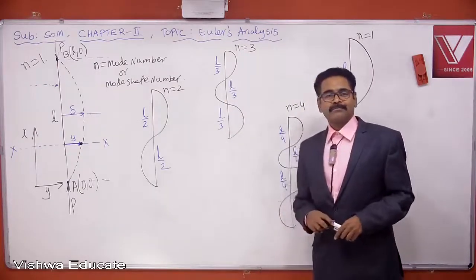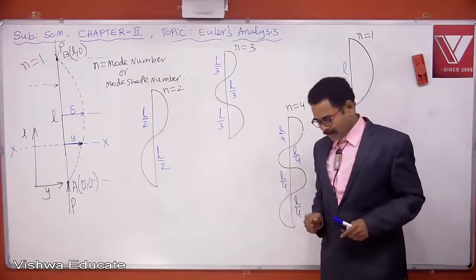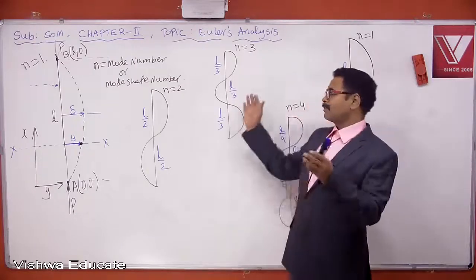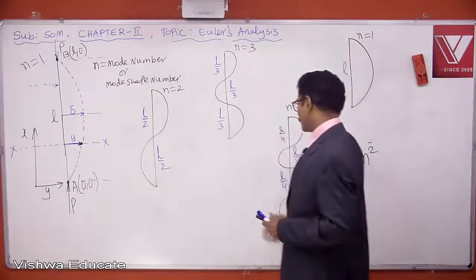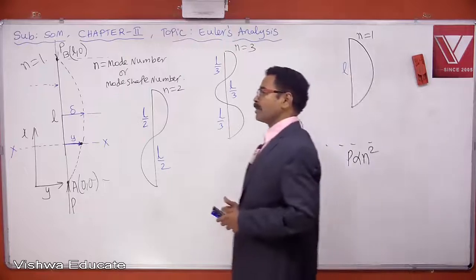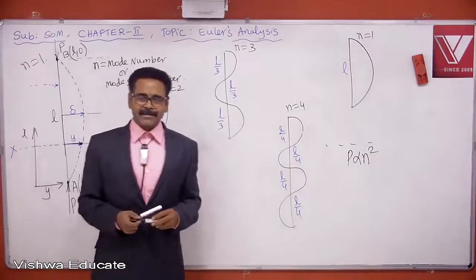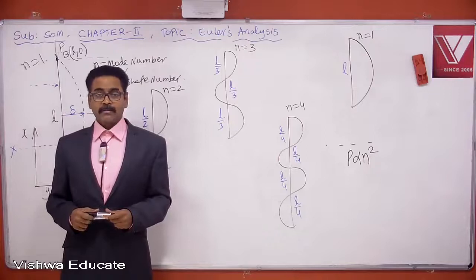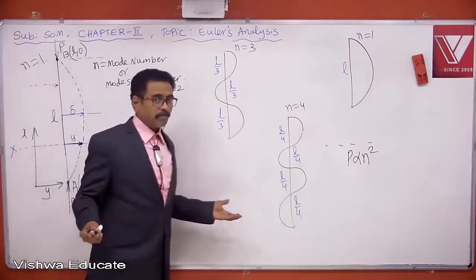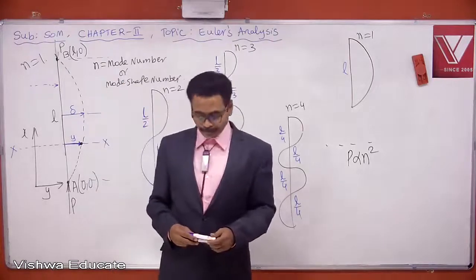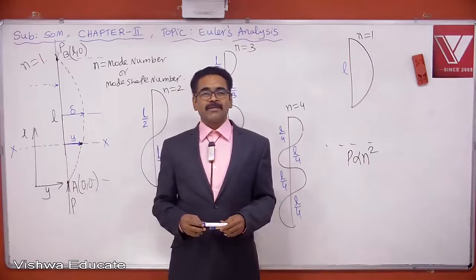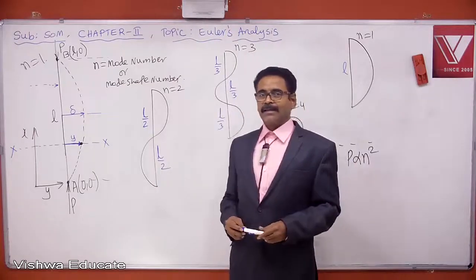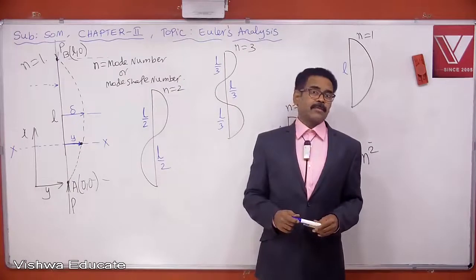Now a question. This entire stuff is purely theoretical, or practically can we increase mode number? When you increase mode number, n equal to 3, n equal to 4, n equal to 5, critical load will increase. Is all this discussion theoretical, or is it practical? Can we increase mode number practically? That is my question. Many students may think it is theoretical. I am saying it is very much practical.